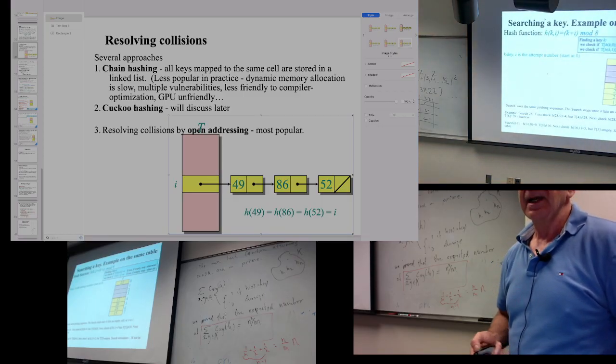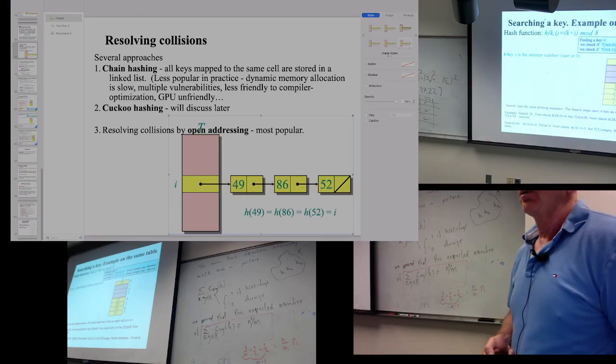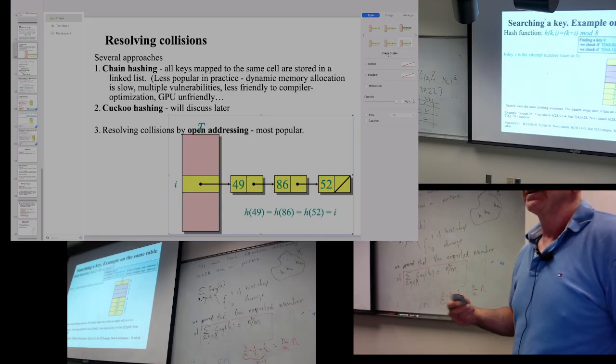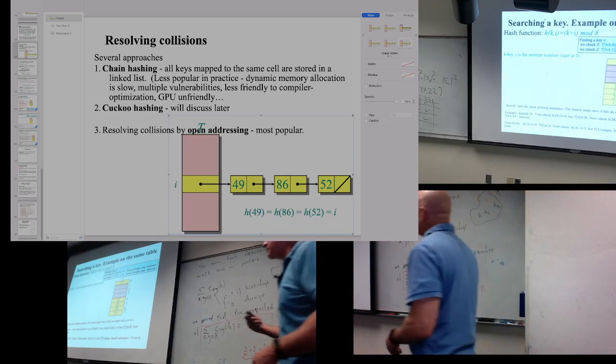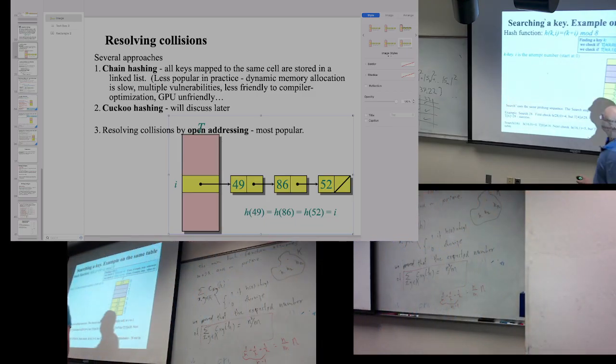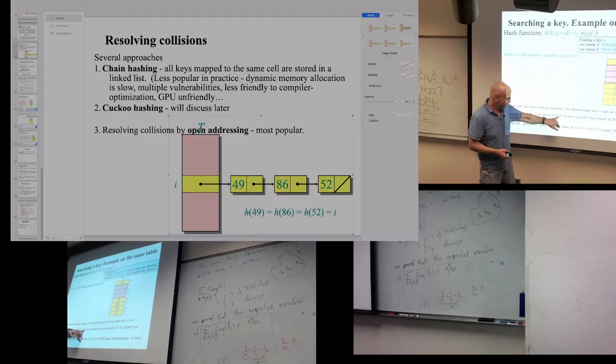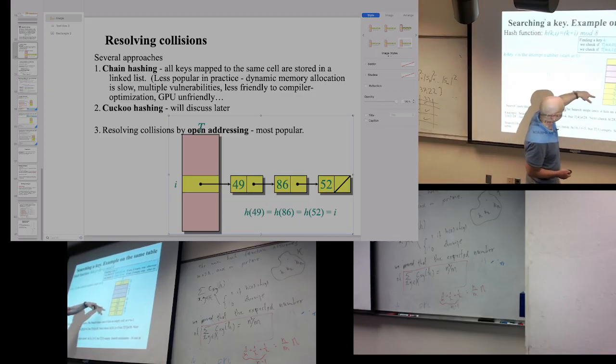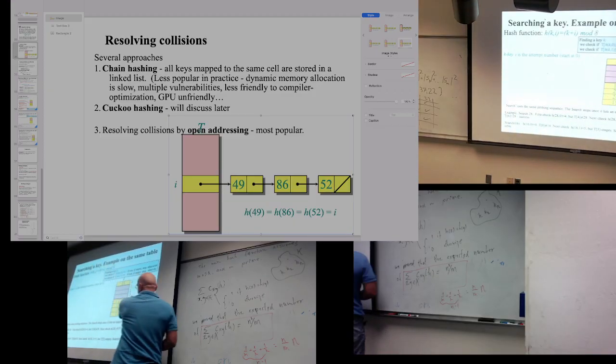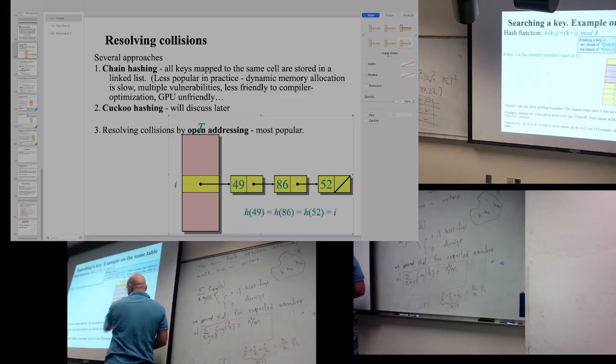So how do I do a search? I'm just trying to follow the same set of trials that I did while I did the insert. I'm looking now for 28. Where will I try to insert 28? Let's compute. First trial, 28 modulo 8 takes me to cell 4. Somebody is living in this cell, but it's not 28.